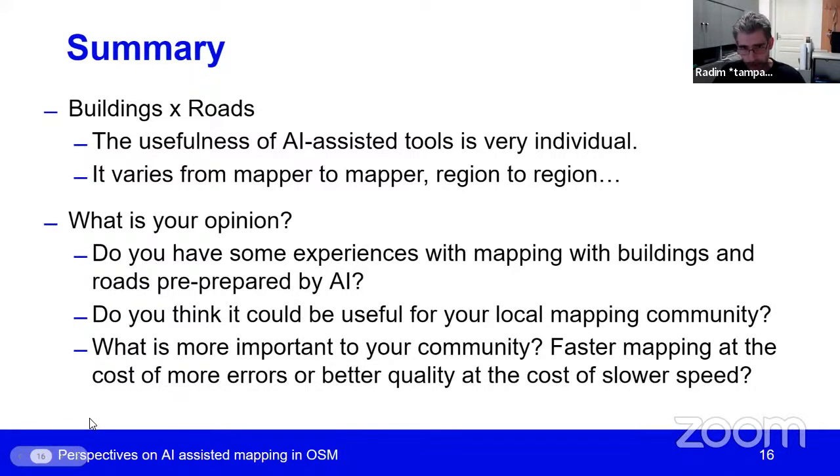What is your opinion? Do you have some experience with mapping with buildings and roads prepared by artificial intelligence? Do you think it could be useful for your local community to map with AI? And, I think the most important for me, what is more important to your community: faster mapping at the cost of more errors, or better quality at the cost of slower mapping?